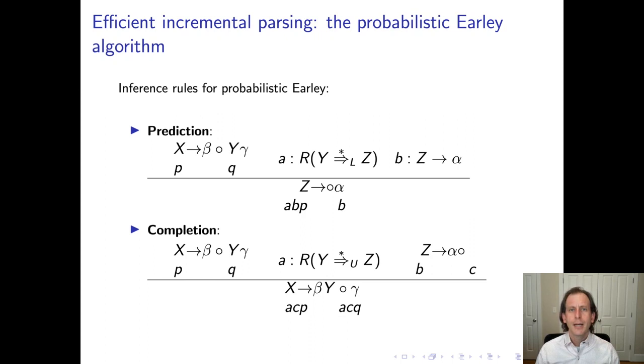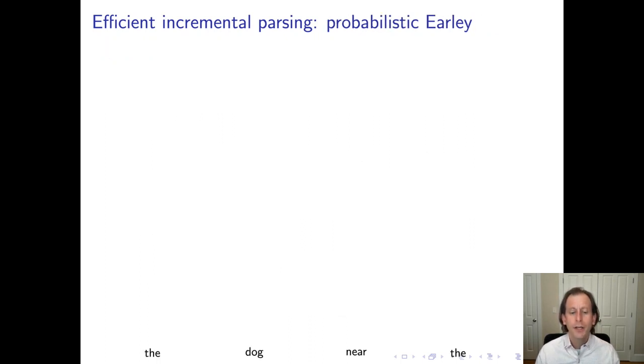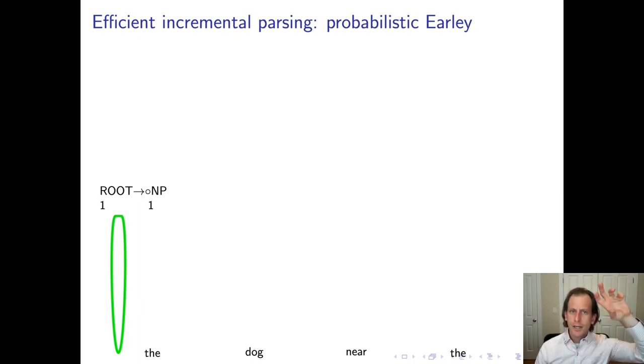Now that all sounds really abstract, but I'm going to show you an example, walking you through application to an incomplete sentence. So we have our grammar, that very simple grammar, and let's suppose that we're looking at the word sequence the dog near the. So the very first thing that happens is that I automatically get for free that I have the root category and I want to complete it. That's like an initialization. So I say that that's my starting point. And so with forward and inside probability 1, I start out the sentence with the noun phrase.